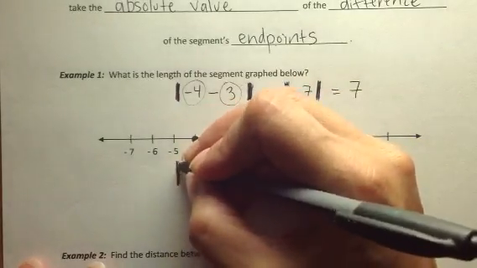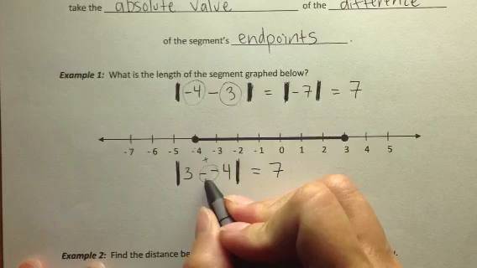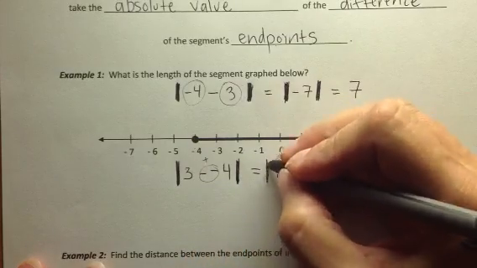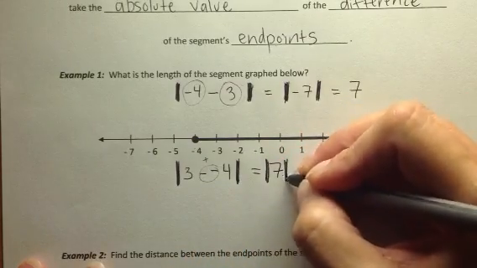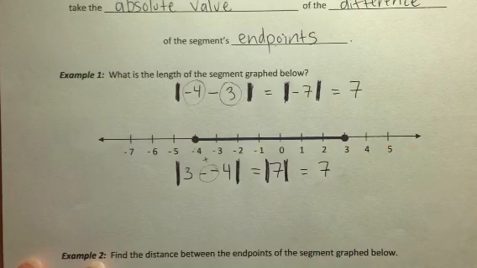Following the formula, I can still go ahead and take the absolute value. I take the difference here, I get positive 7, and then when I take the absolute value of 7, I get 7. Okay, so either way I'm going to get 7.